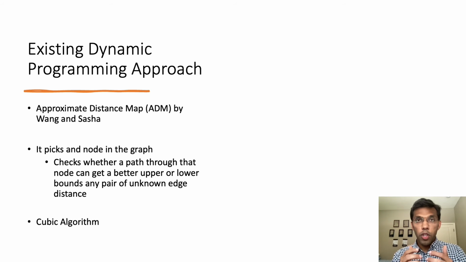So for estimating the upper and lower bound, there's a dynamic programming based solution framework which was proposed in 1990 by Sasha and Wong. In this, a particular node is taken, and for any pair of unknown edges, you try to see if there's a path through this particular point which improves the upper or lower bound. It's a cubic algorithm and it's not practical for small or bigger size graphs.